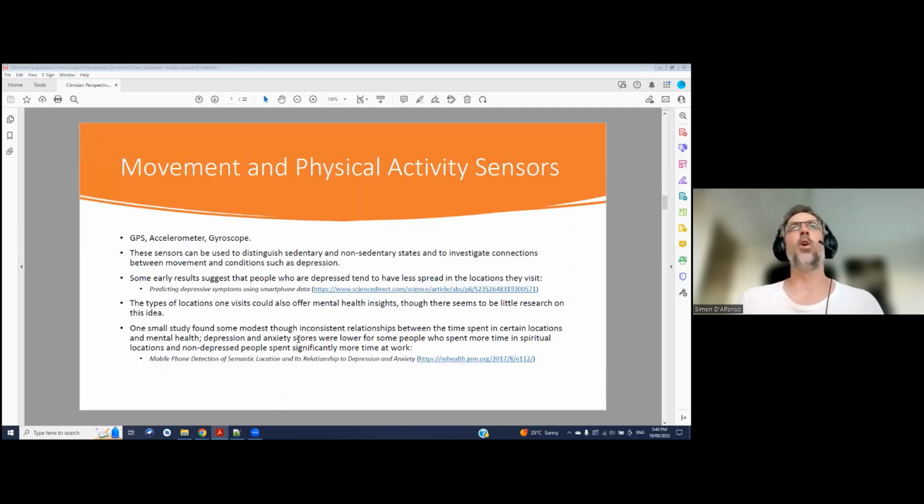I'll just now quickly go over some examples of these sensors, how they're used, and some early studies which suggest some results. The movement and physical activity sensors like GPS, accelerometer, and this one's a bit more obscure, a gyroscope.